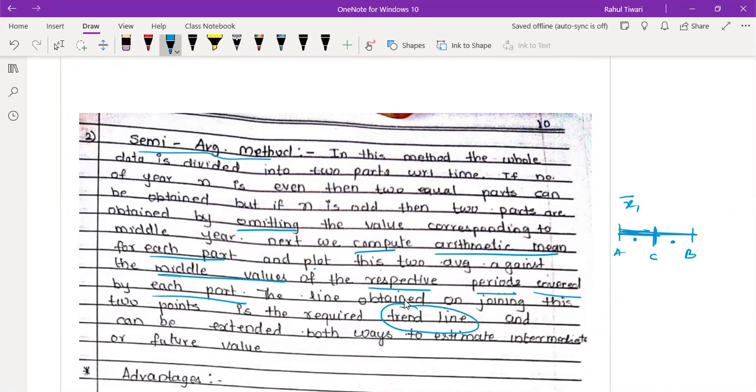So the line, the points x1 bar, x2 bar, whatever we have found, we will join them. The line this join gives us is called the trend line. What do we call it? Trend line. And it can be extended both ways to estimate the intermediate or future values.